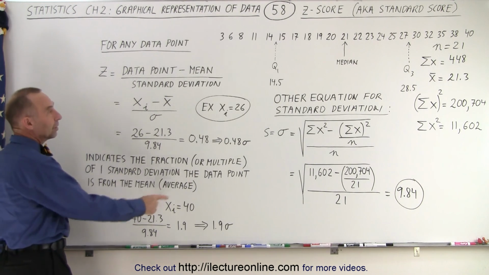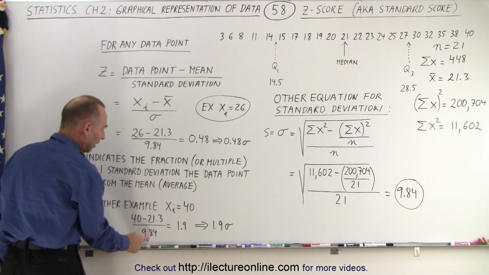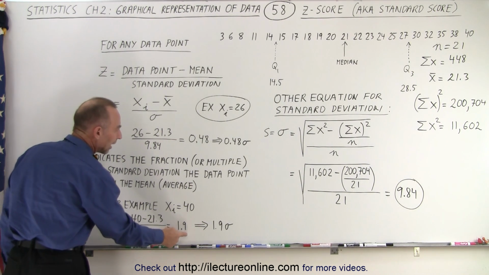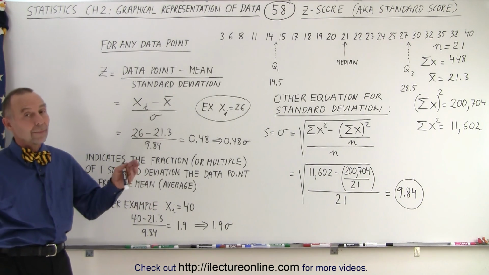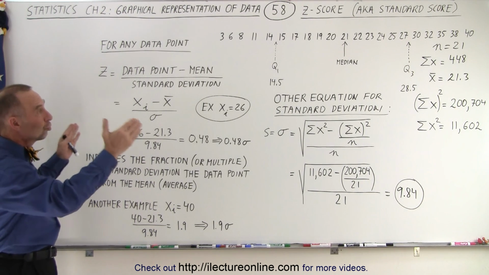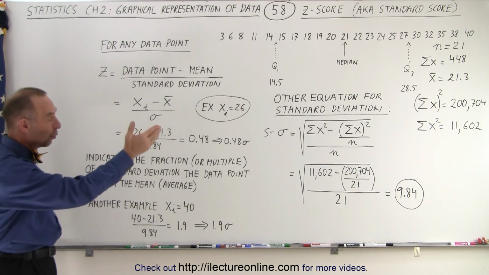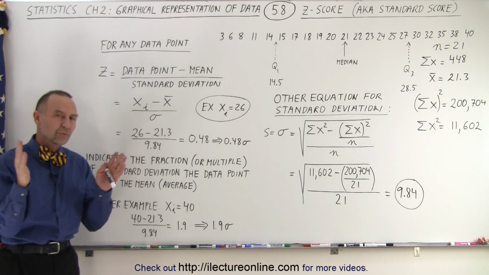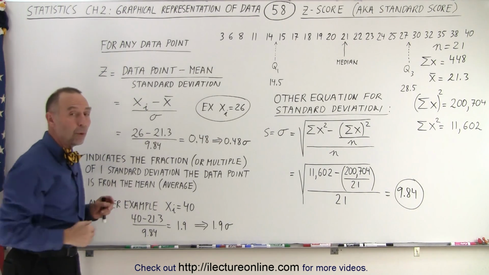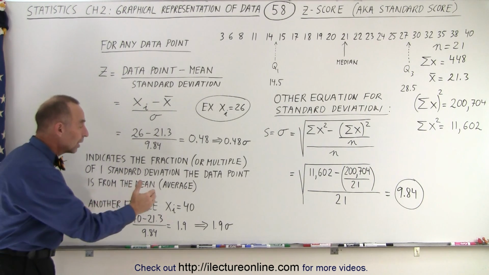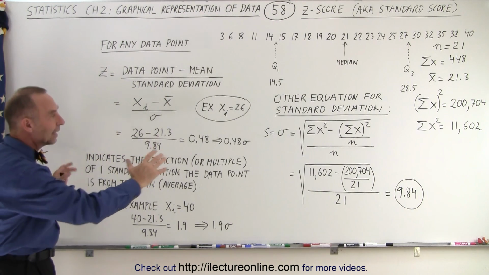If we take another example, let's say the data point 40 all the way at the very end, we take 40 minus the mean divided by the standard deviation, which gives us 1.9, which is almost 2 standard deviations away from the mean. And of course, we know that about 95% of all the data points should fall within that range of plus or minus 2 sigma. So in this case, 40 falls within plus or minus 2 sigma, which means that the data set is kind of close together to have the very end point, the largest value of the data set, fall within plus or minus 2 sigma. So it helps you understand a little bit more about how the data is distributed.